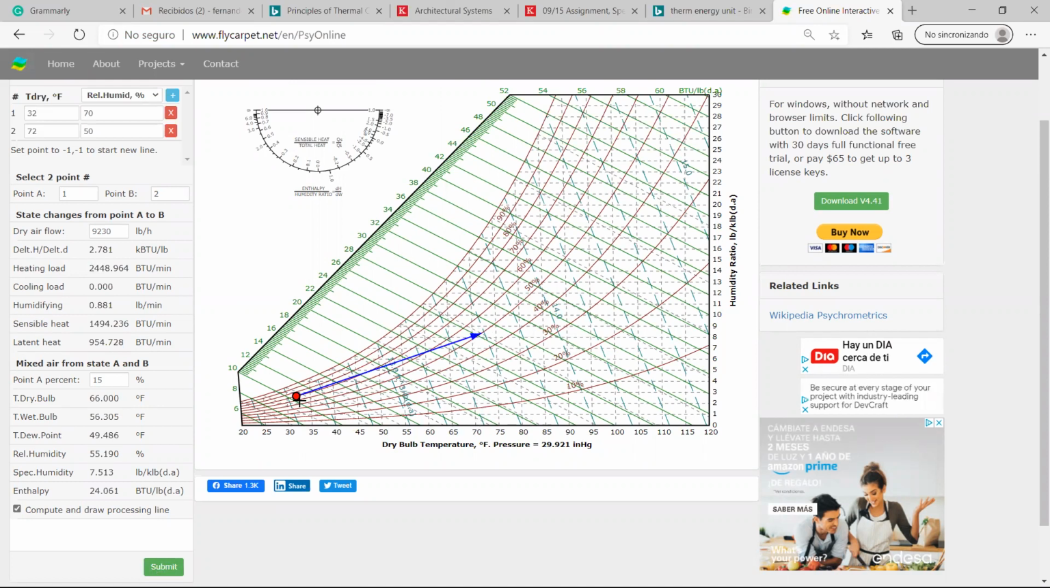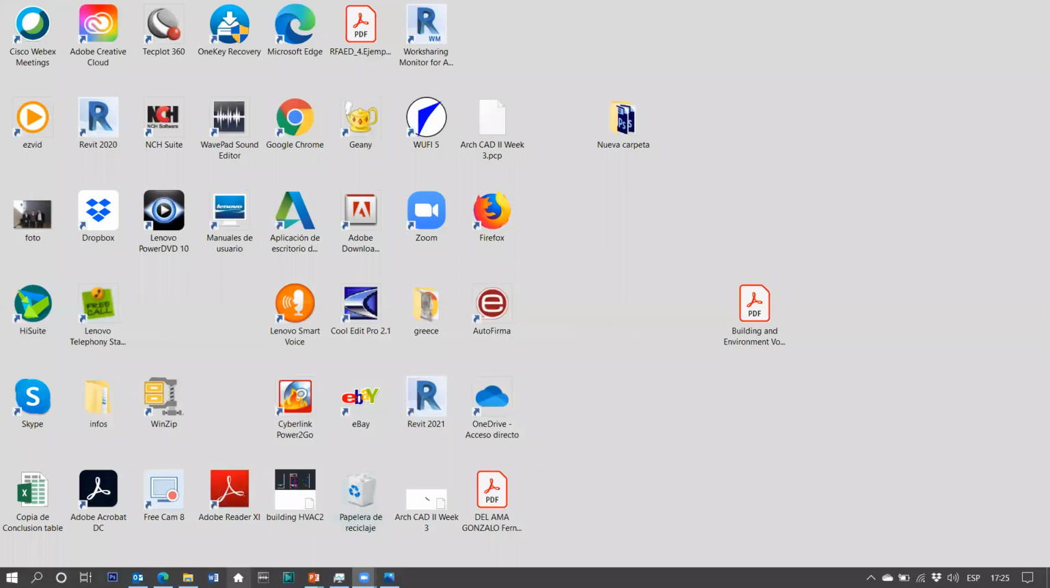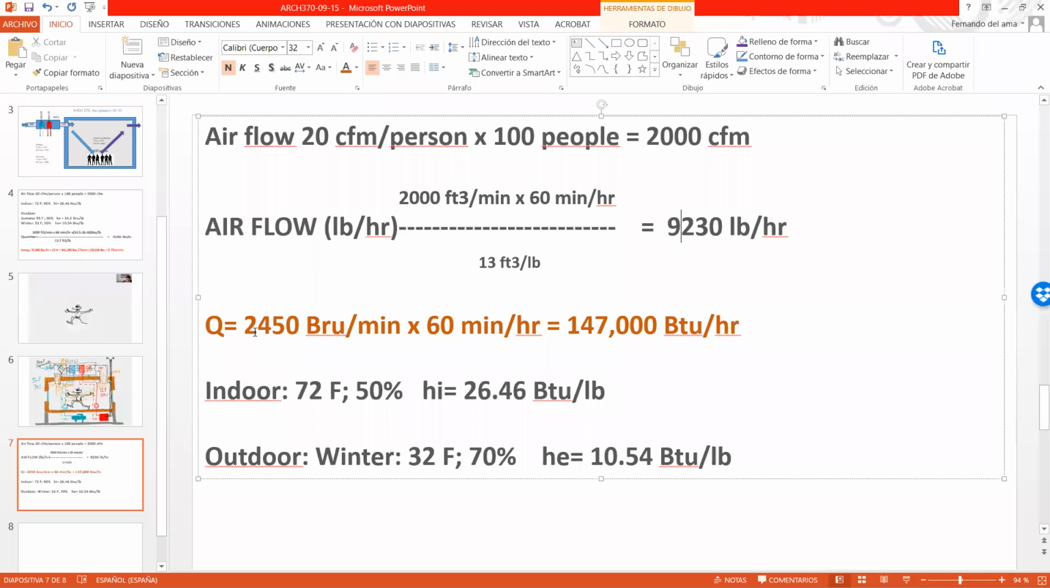Okay, so if we are moving in this direction, we are heating up the air because this is a temperature. So we are going from 30 something to 70 something. So that's why we have heating load. So the heating load is 2,448, let's say 2,450. And now I have to turn this. This is 2,450 BTU per minute times 60 minutes per hour, and it's around 146,000 BTU per hour.